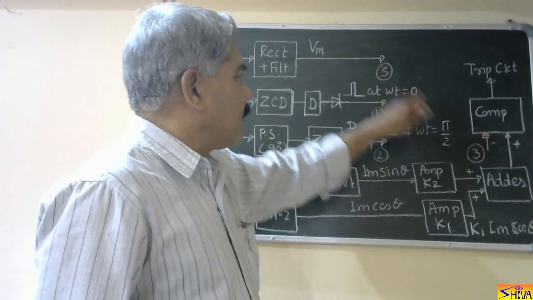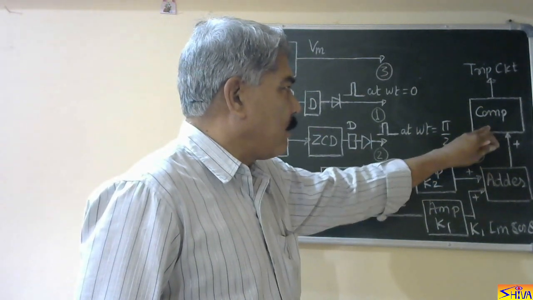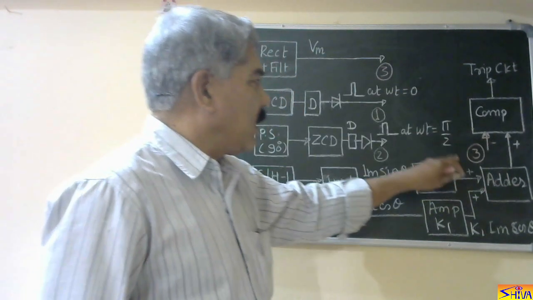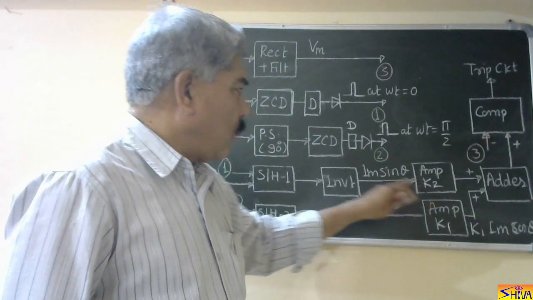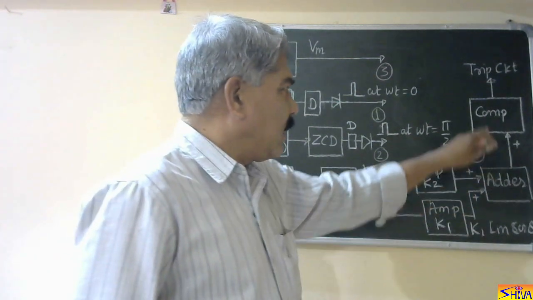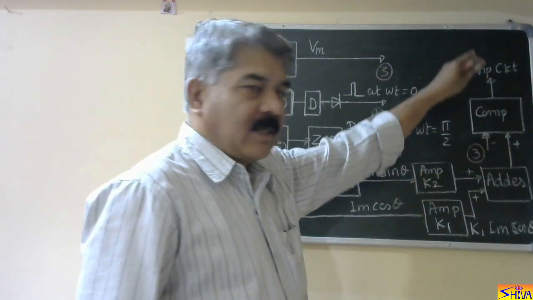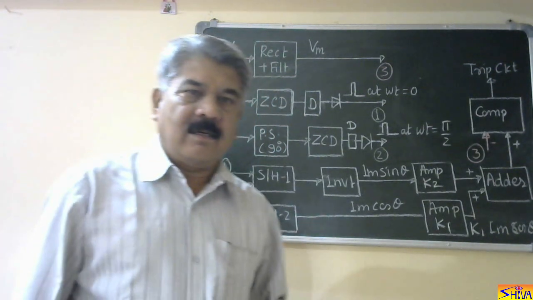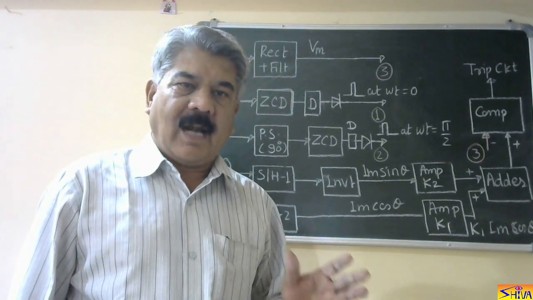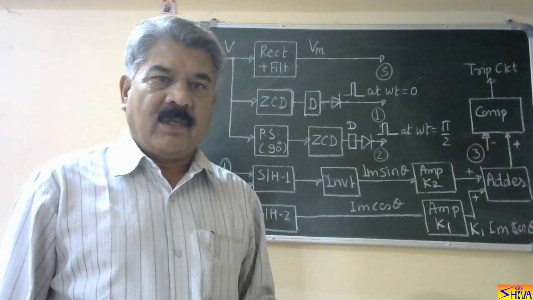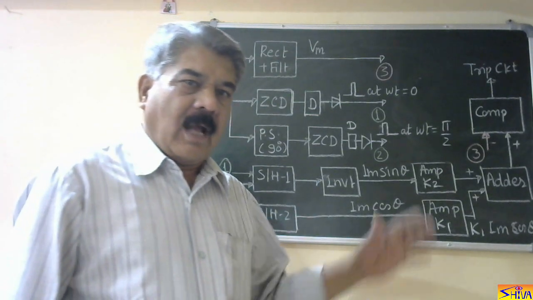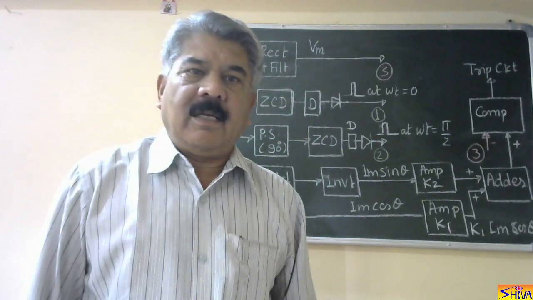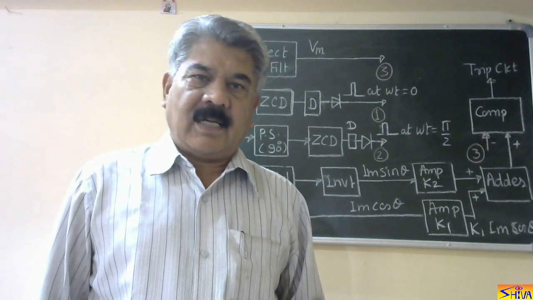Now this signal Vm is coming here. We are giving these two signals to the comparator. This is at the negative point, this is at the positive point. So as soon as this Vm becomes less than K2 Im sin theta plus K1 Im cos theta, the output of the comparator will become high and the trip circuit will be energized. So this is how the static Moore relay, that is the static admittance relay, is generated using an amplitude comparator. So that is the end of this unit, that is static relays.